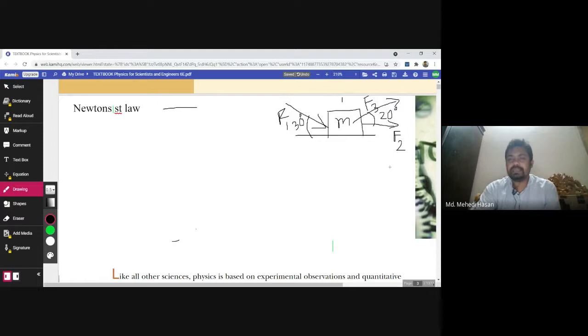Now the question is: F1, F2 and F3 are given in magnitude, and also the mass of the object is given. So you have to find the acceleration of this object. First, just draw the force and free body diagram, then find the acceleration of that object, and the last question will be to find the reaction force on that object due to the applied forces, the reaction force by the surface.